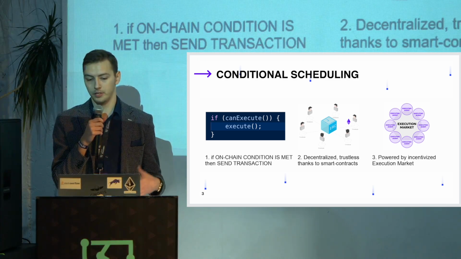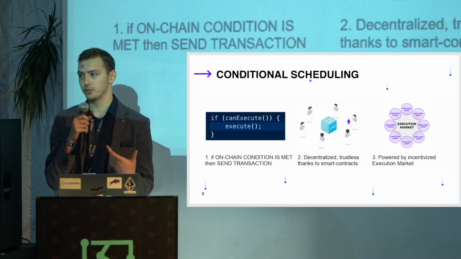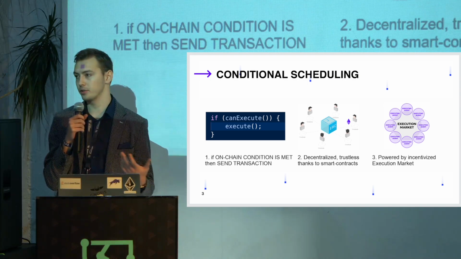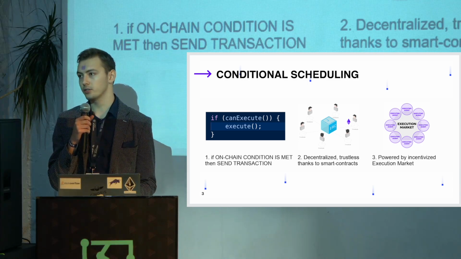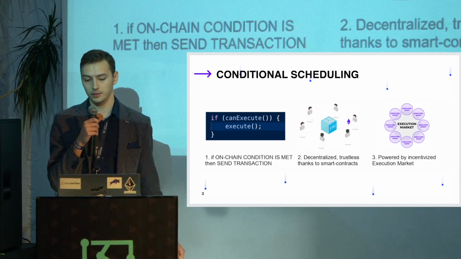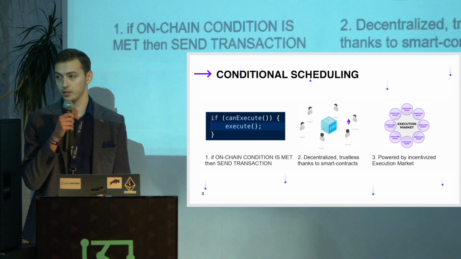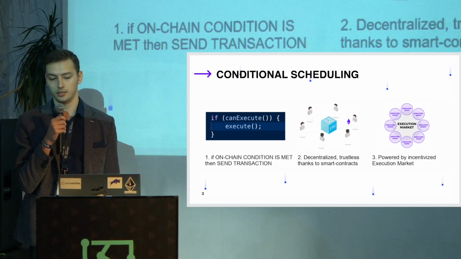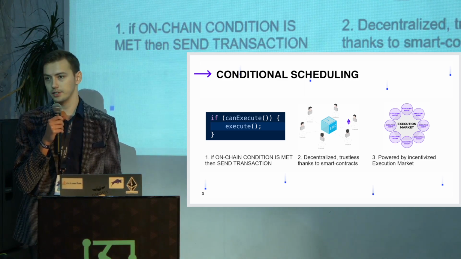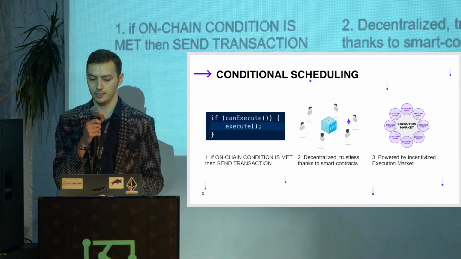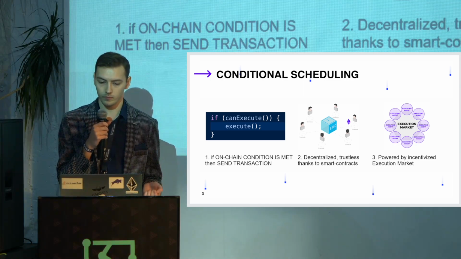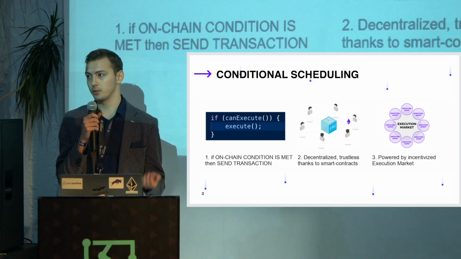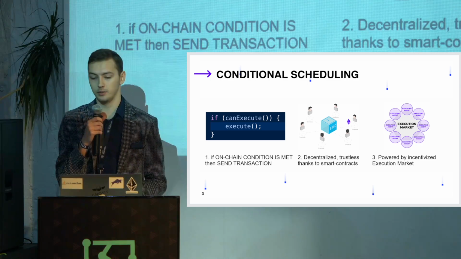And by Chronologic, what we also mean with conditional scheduling is, because we are in this decentralized space, especially Ethereum, we want it to be decentralized, trustless, open for anyone. So we have a smart contract that guards the condition. The condition needs to be on-chain at this moment. And to incentivize participation, this is powered by an execution market, which is another interesting concept because it allows anyone to just get the money by participating in the market.